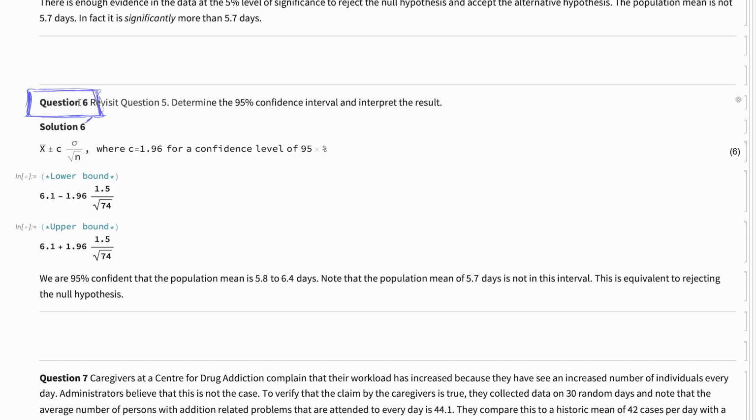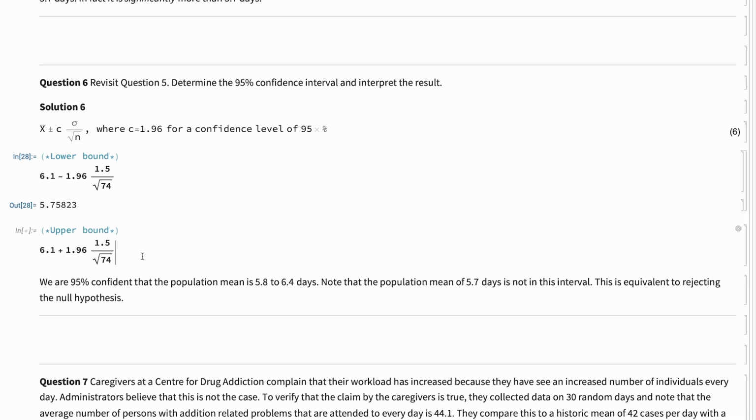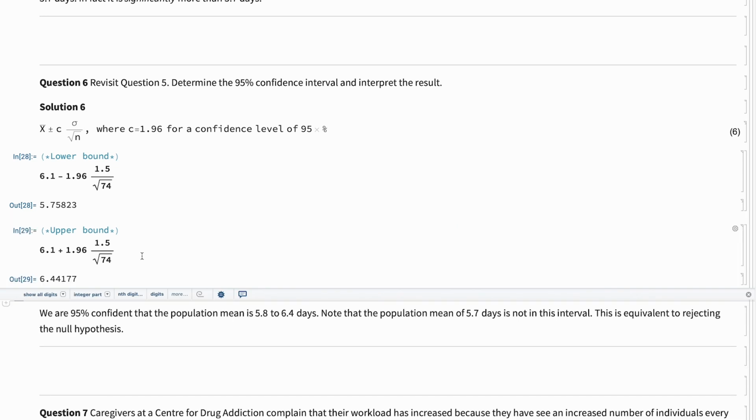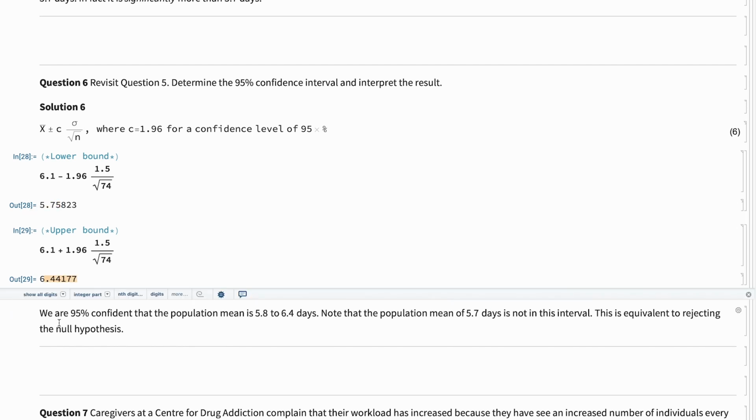Question number 6. Let's revisit question 5 and determine the 95% confidence interval and interpret that result. Now, we do know that C is 1.96, our confidence coefficient. We are going to use this equation, X bar plus or minus C times the standard error. And let's plug those in. Remember, you can use the spreadsheet, plug in the values in the spreadsheet, and you will find a lower bound of 5.8, just rounding that a little bit, and an upper value of 6.4.